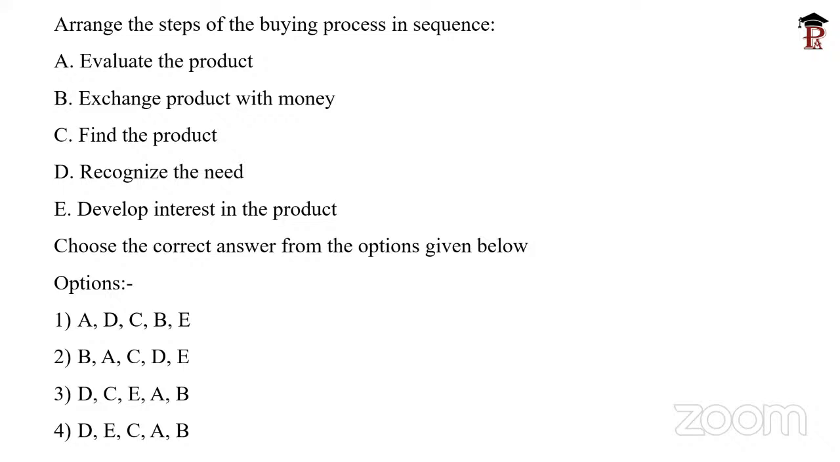Okay. Arrange the steps of buying process in sequence. A, evaluate the product. B, exchange the product with money. C, find the product. D, recognize the need. E, develop interest in the product.